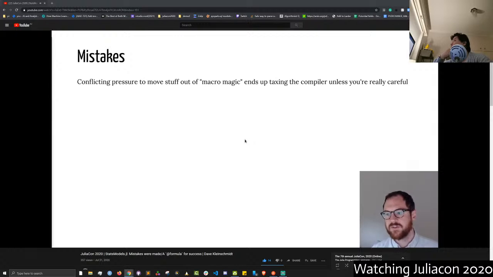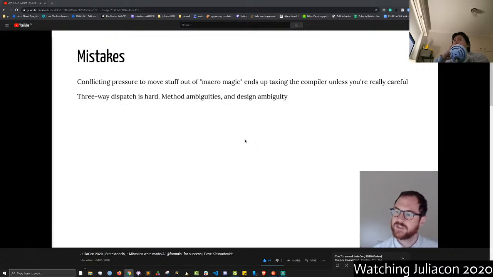So one is that there's this conflicting pressure to move stuff out of the macro to make it more useful at runtime. But the problem is you end up defining a lot of methods, overloading a lot of base functions, stuff like that, then it can end up taxing the compiler unless you're really careful. This is still a problem. This is, I think, the biggest problem with the current implementation.